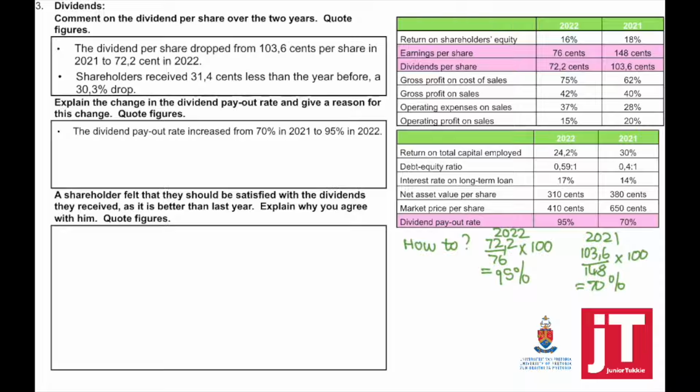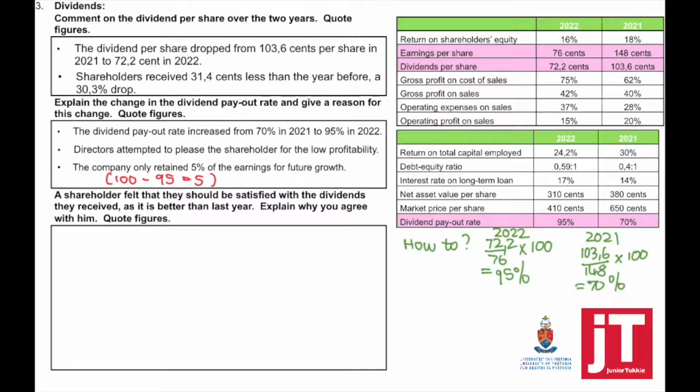Do not get confused now. Yes, the dividends per share dropped from last year to this year. But if we're looking at the dividend payout rate, there was actually an increase in the percentage. Directors attempted to please the shareholders for the low profitability. If you look at your earnings per share, you can see that the earnings per share dropped by a lot.